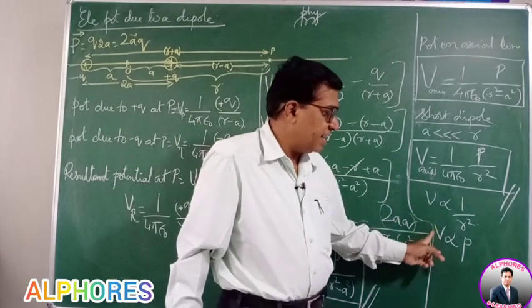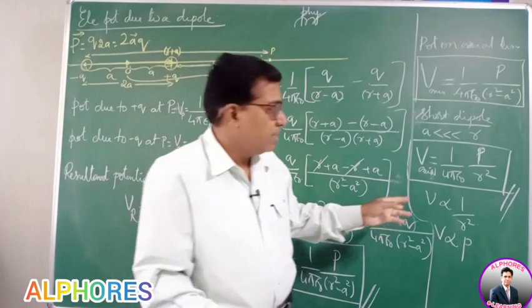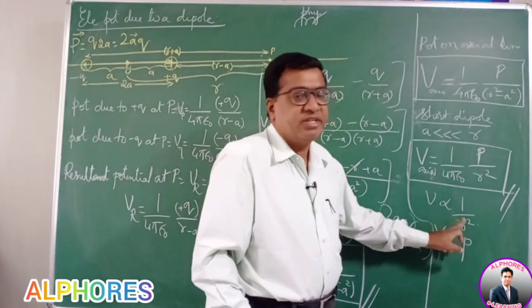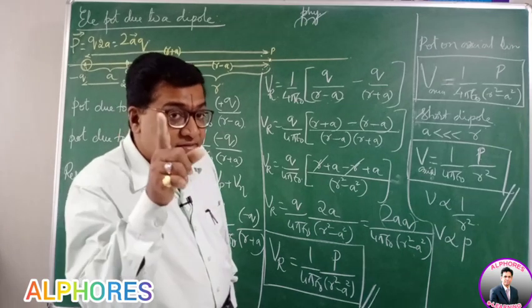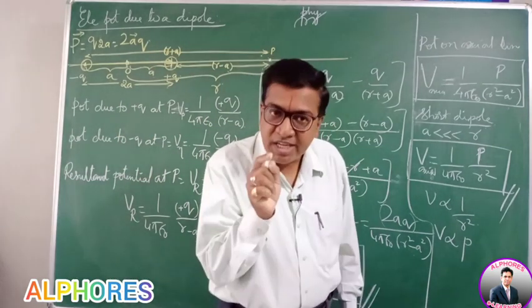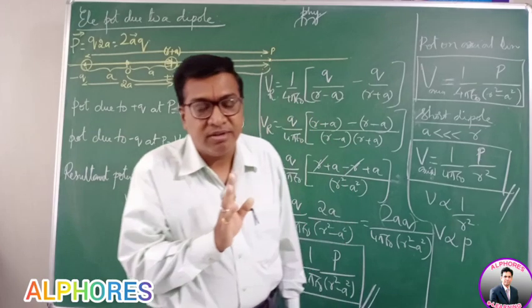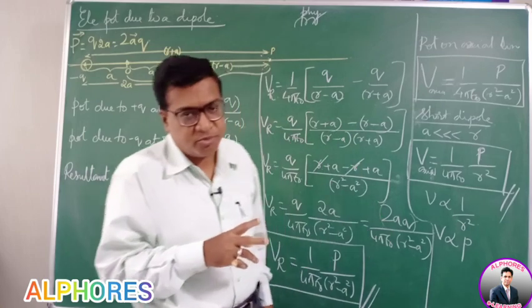And potential is directly proportional to dipole moment. More the dipole moment, more the potential, obviously, and inversely proportional to square of the distance. Well, for a point charge, 1 by 4 epsilon, it is q by r. For a point charge, it is inversely proportional to r. That's all. But here for a dipole, it is r square. You have to remember this point, right?